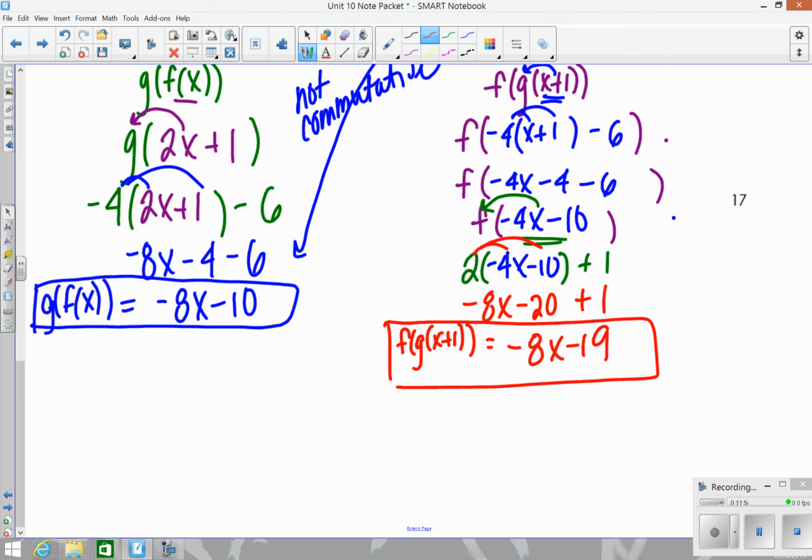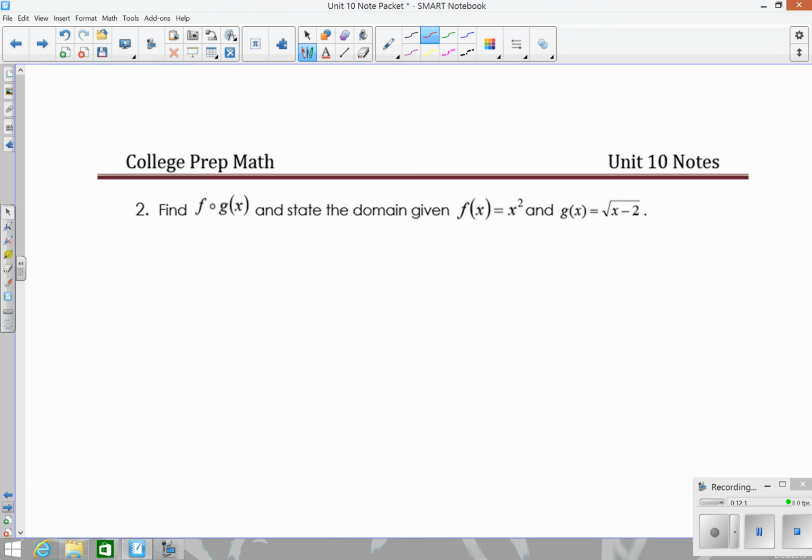So now the last thing we're going to look at is, well, what happens to the domain? If you remember, when we talked about operations, we also talked about the domains after we did the operations. We didn't do it yet, so let's go to the next page and we'll talk about that, since it's a little bit different for compositions than it is when we're doing addition, subtraction, multiplication, and division with the functions. So first thing we're going to do is go through and do f of g of x. So let's start with that.